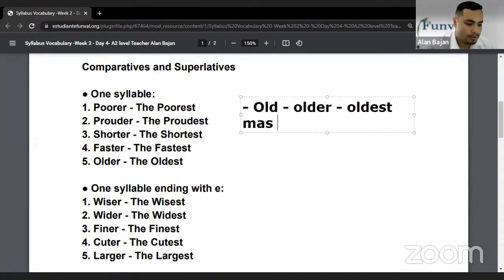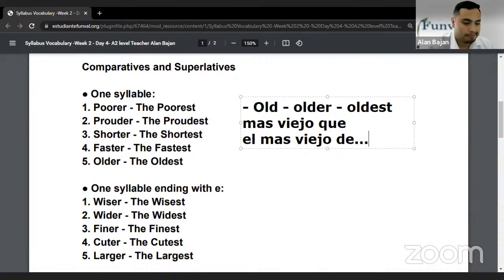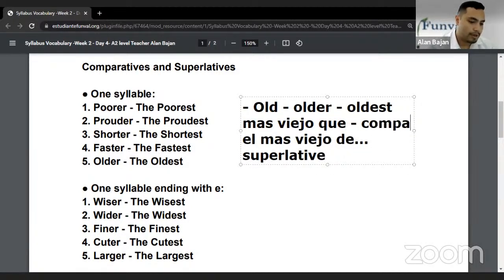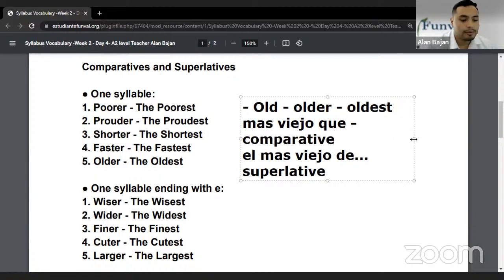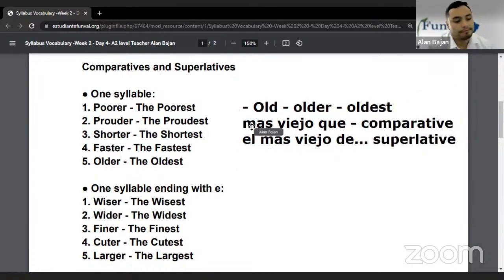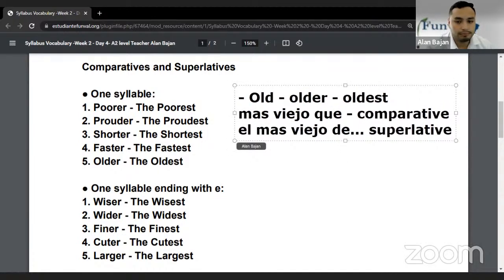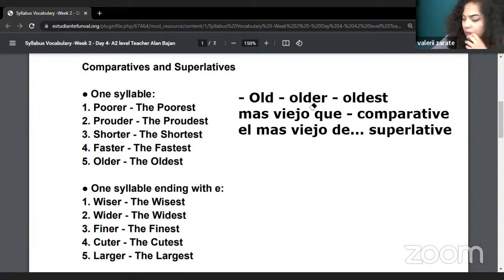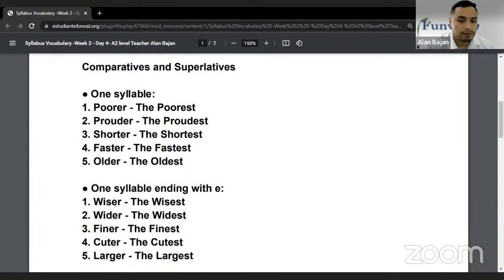older, the oldest, superlative, comparative. Why is it important to make comparisons? So this is the easiest rule. The basic rule, 1 syllable. You add ER and EST to the adjective. Then we have the second rule.